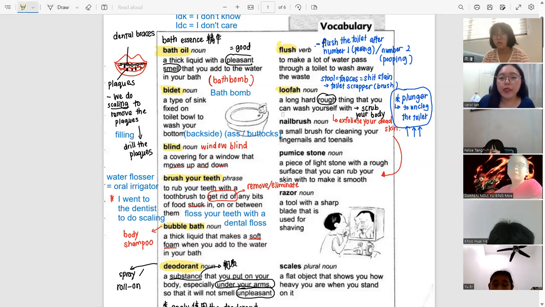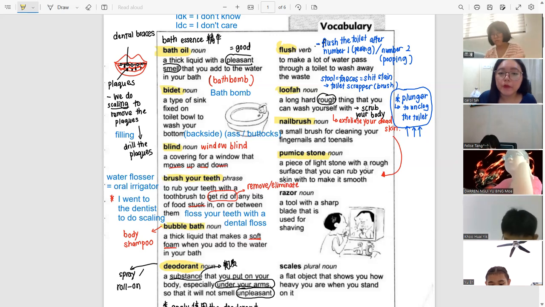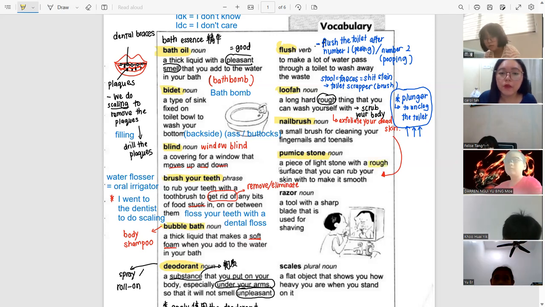And then another one. Can you tell us what this is? This is called a pumice stone. Can you repeat? Pumice stone. A piece of black stone with a rough surface that you can rub your skin with to make it smooth. Smooth, yeah, correct.